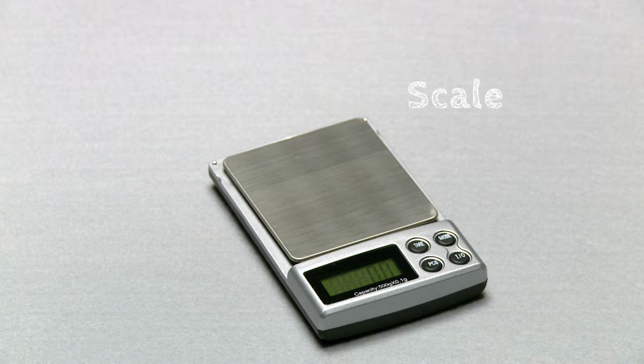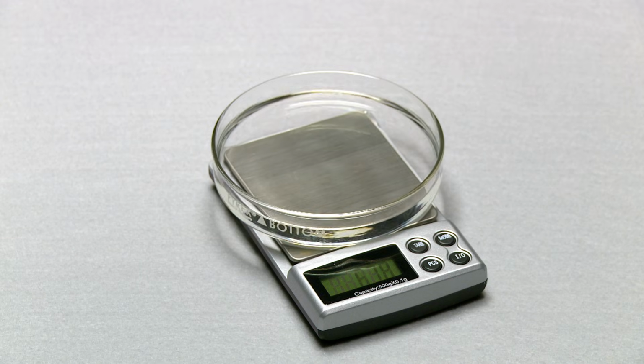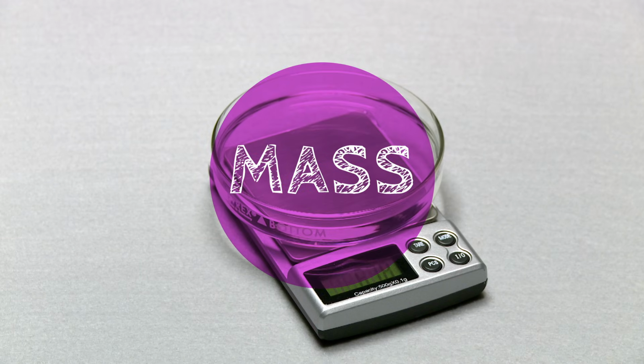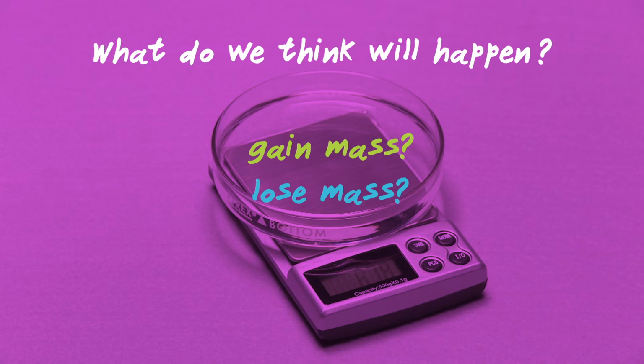So, we can use the scale to detect any mass changes. If we make some accurate predictions about changes in mass, that'll help us answer the movement question. Because if there's a mass change, then that means atoms are going from one place to another. So, what do we think will happen after we light the ethanol? What will gain mass? What will lose mass?